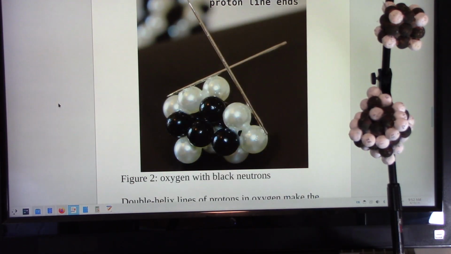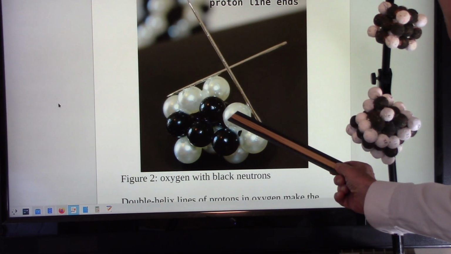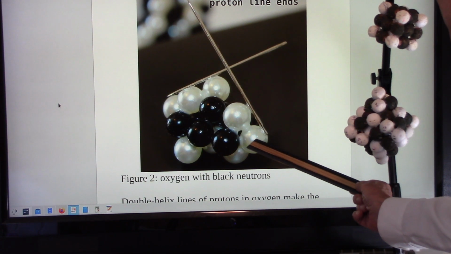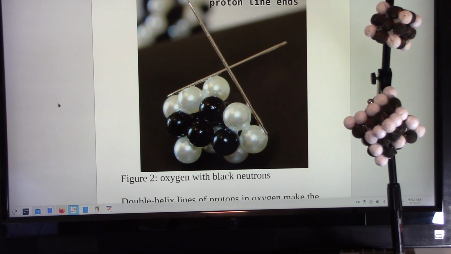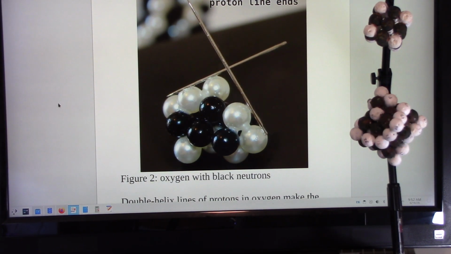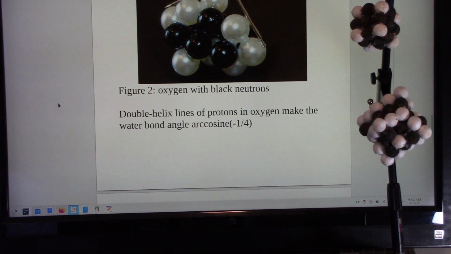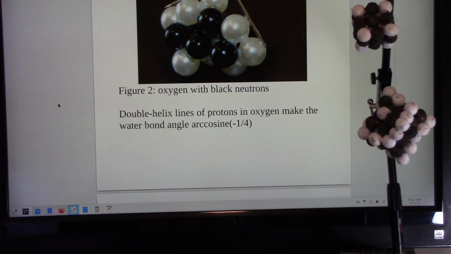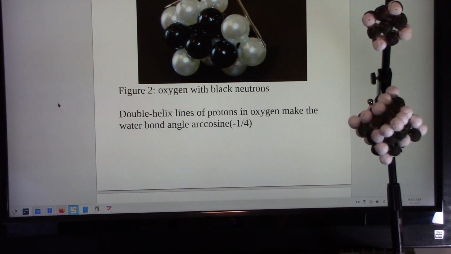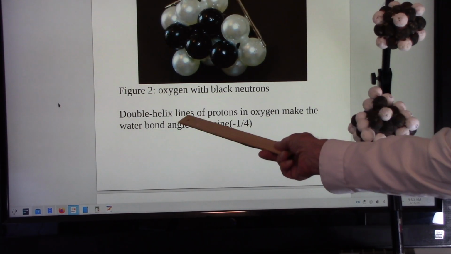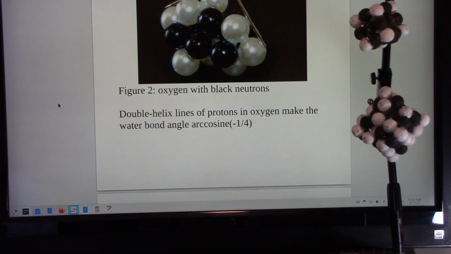Like I was saying, bonds start at the end of proton lines, like here. See, there's the end, and here's right before the end, and the bond comes out the end like this, like a needle. And the water molecule makes 2 bonds with oxygen, and the angle is arc cosine of -1/4, which is exactly matching the experimental value. And also the double helix of proton lines is similar to the double helix in important molecules.